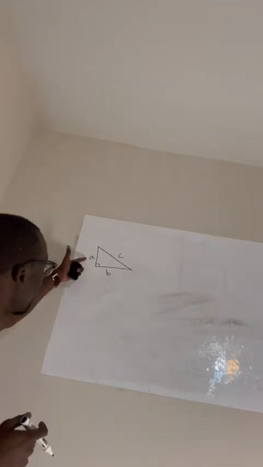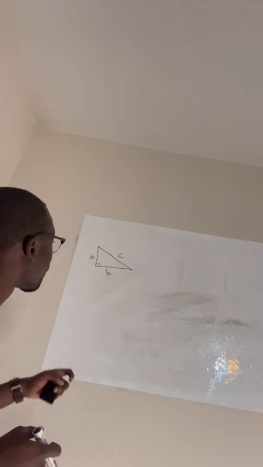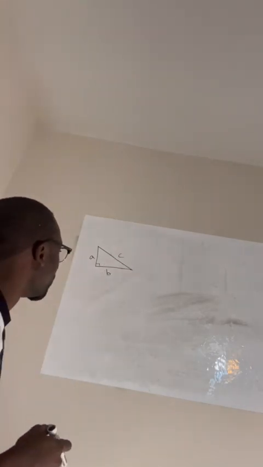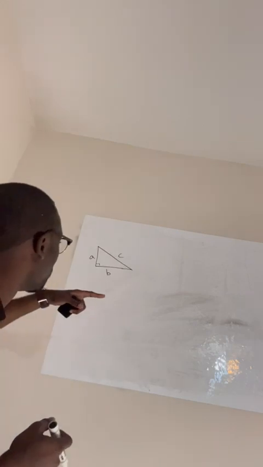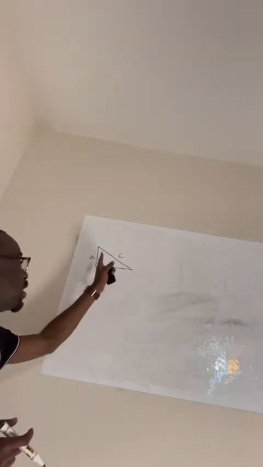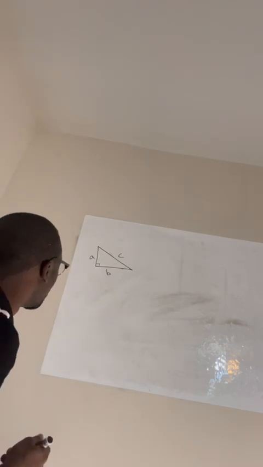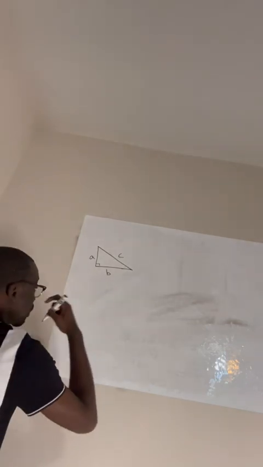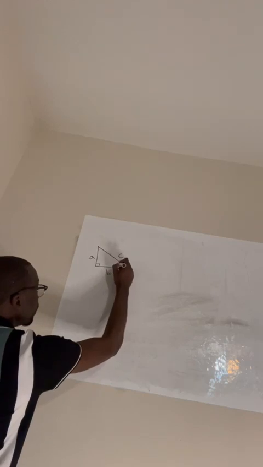So let's consider this triangle. It's a right triangle. A, B, and C are the sides of the triangle. C is the hypotenuse. Remember, the hypotenuse is the longer side, the side facing the right angle. So by definition, and I will call this angle theta.